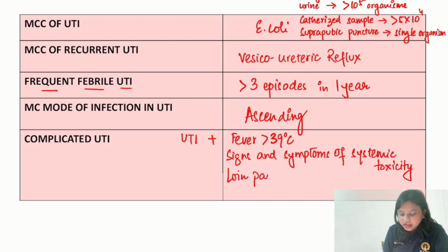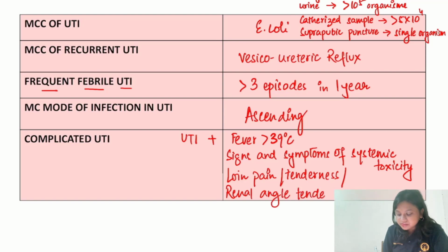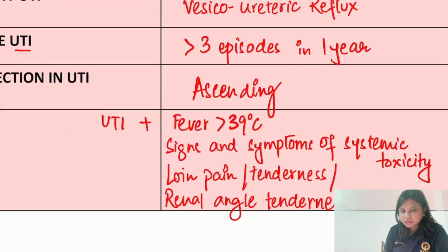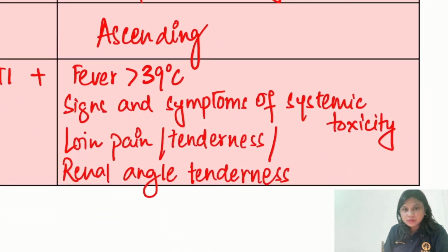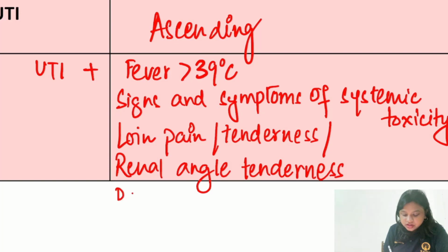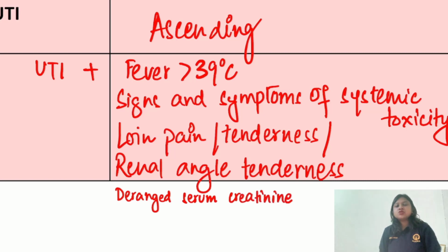Loin pain or tenderness, renal angle tenderness, deranged KFT, deranged serum creatinine. So fever, high grade fever, systemic signs and symptoms, renal angle tenderness, and deranged KFT. If these are present, we will call it complicated UTI.